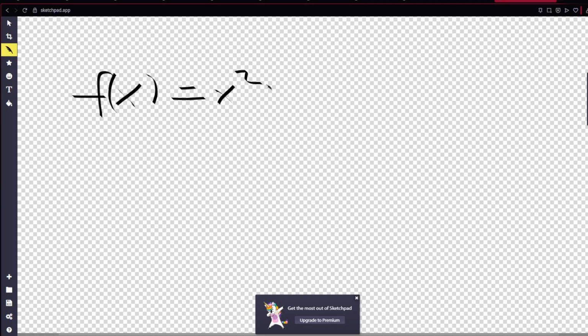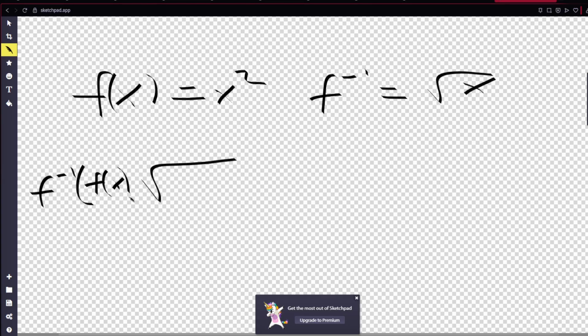F of x equals x squared. A lot of people think that the inverse function of this is going to be square root x, such that if you do square root of x, or f negative 1, the inverse of f of x, you get x squared, which equals x. Now, here's the fatal flaw. Squares removes negatives, and square root doesn't know that.